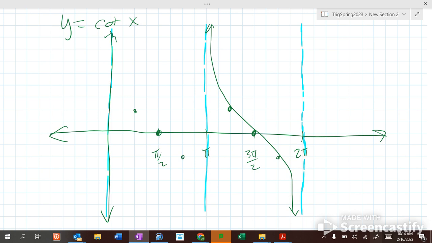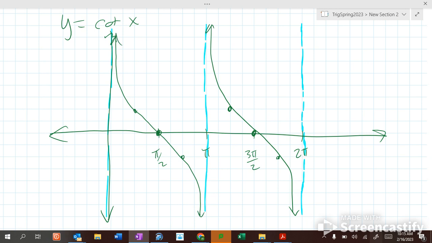Oh, and this is where people have done it wrong in the past. They go like this. What did I do wrong with that one? Not close enough to the asymptote to make Mr. Bierschbeck happy. So you've got to get close to the asymptote.